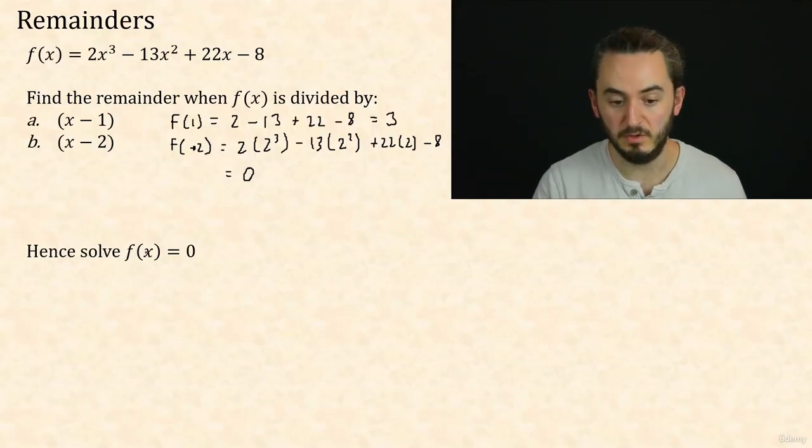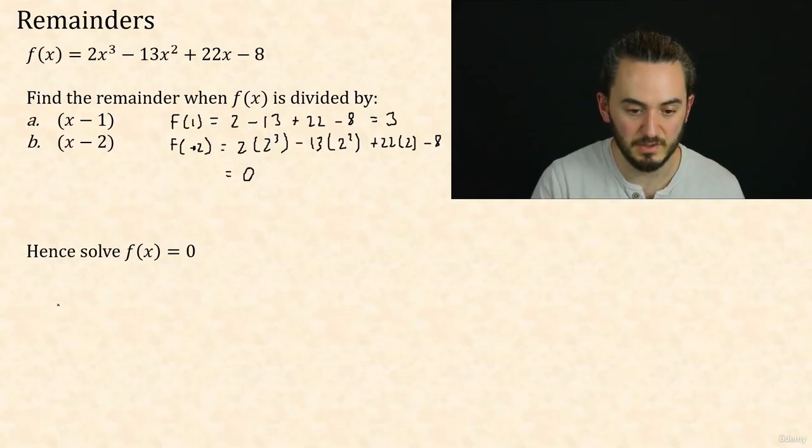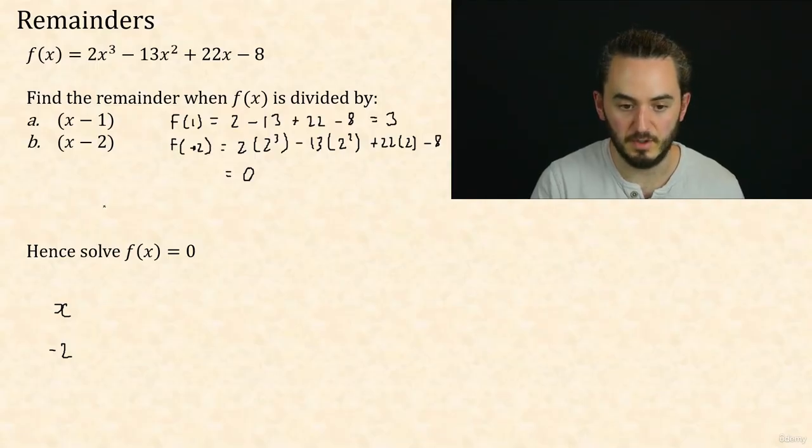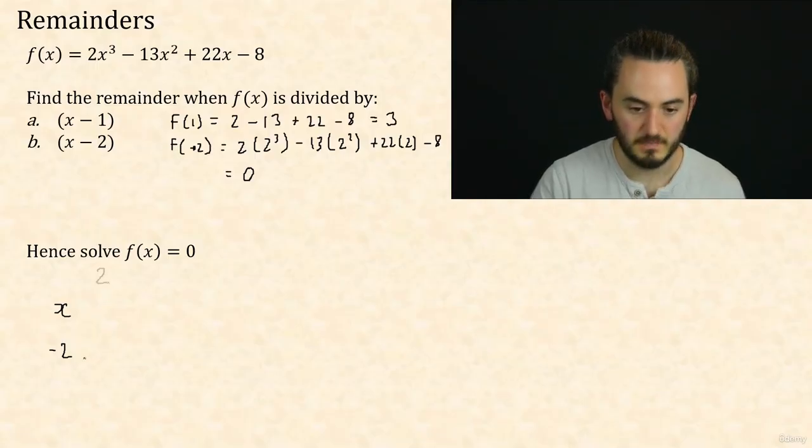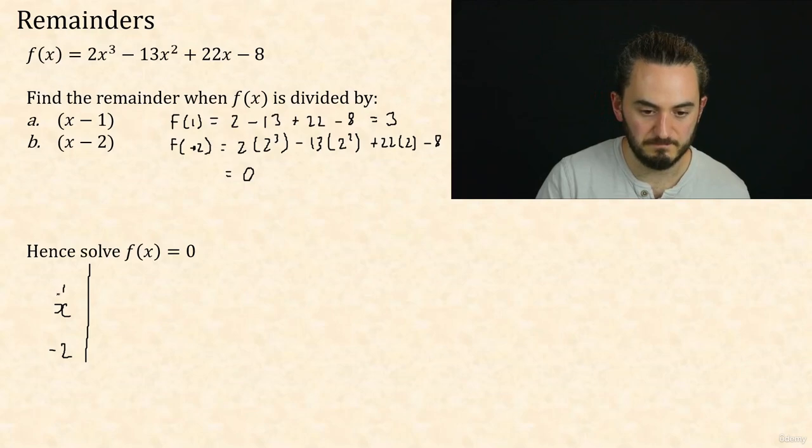Hence solve this. Well, look, if I know that x minus 2 goes into it, then I can actually do the full division, confident that I'm going to get no remainder, which means I'm going to be able to factorize this and hence solve it. So now I do my full division.